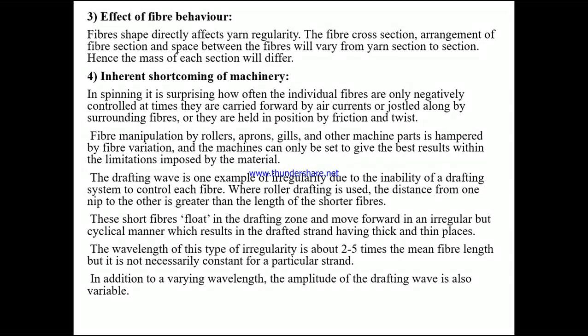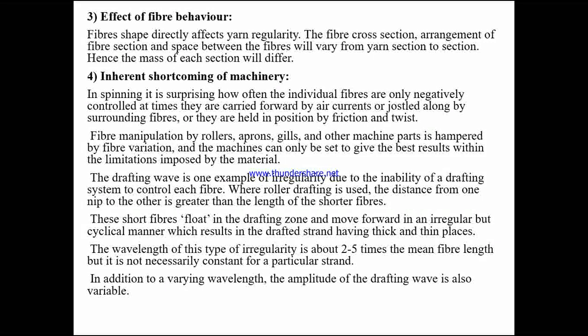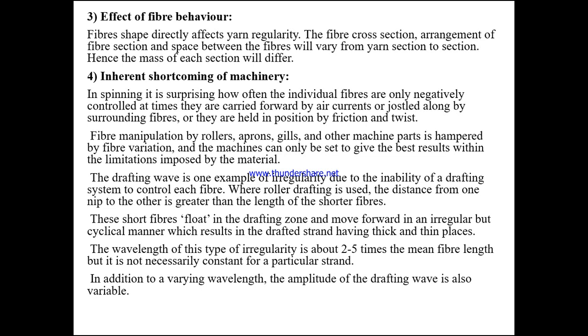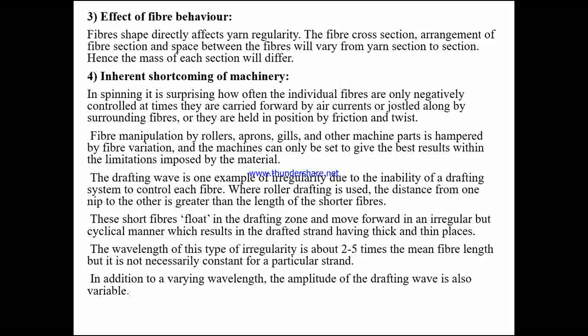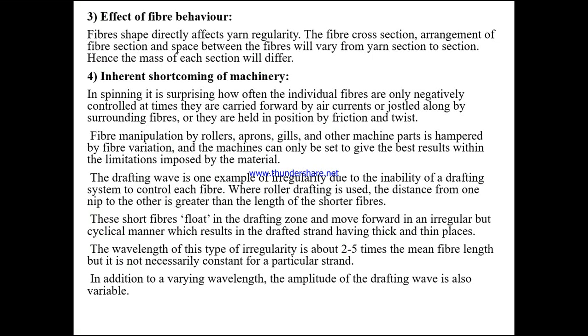The drafting wave is one of the examples of irregularity due to the inability of a drafting system to control each fiber. So each fiber cannot be controlled by the machine parts. They are sometimes called floating fibers. Those floating fibers which are not directly in control of the textile machinery or machine surface or machine parts, suppose rollers or aprons, will cause irregularity. One example of that kind of irregularity is called drafting wave, which you must have heard about.